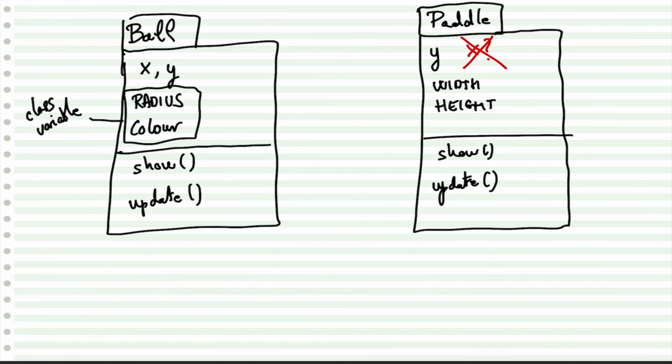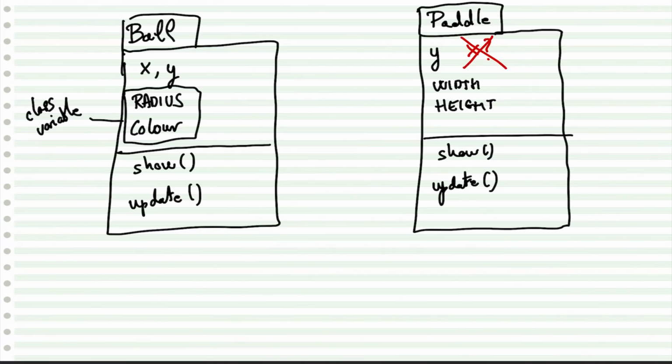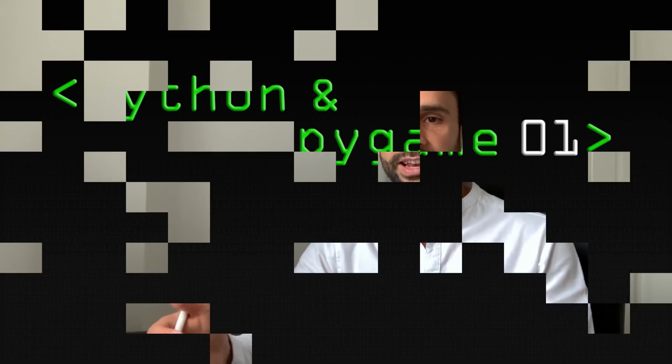So we know the ball will have coordinates X and Y and some class variables like the color and the radius of that ball. Actually, I just realized that the color should be something that the paddle should also have, probably, if you want to, right? So now what we're going to be doing is to implement that using the library called PyGame.